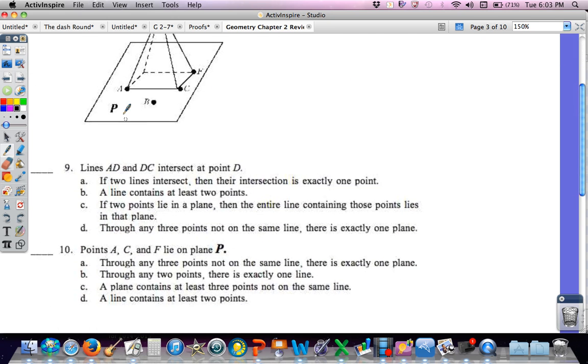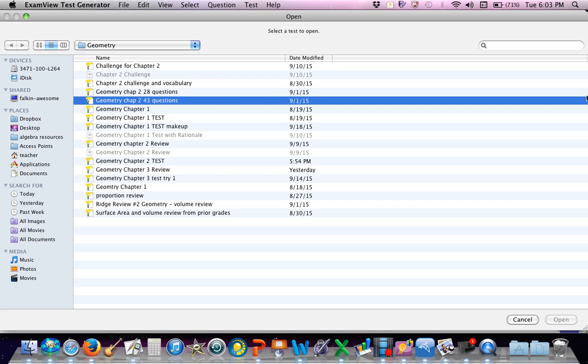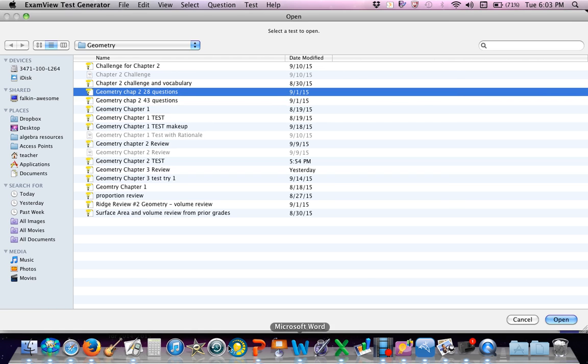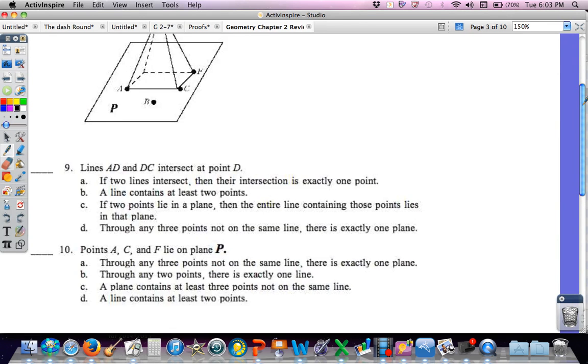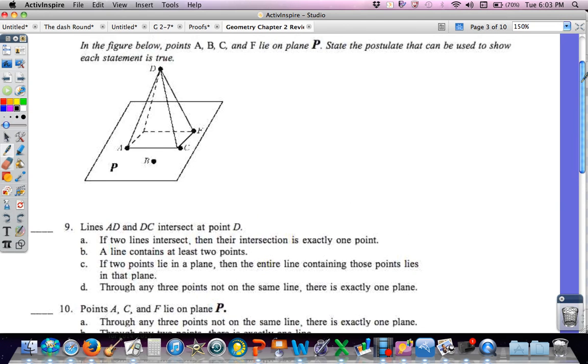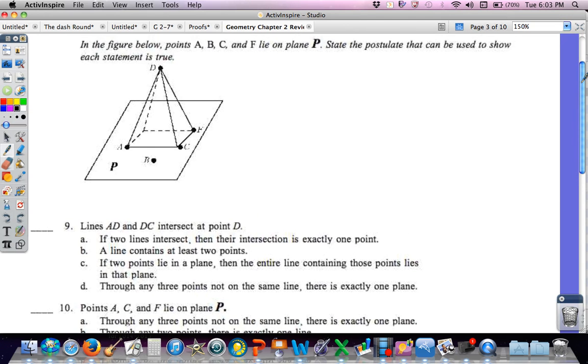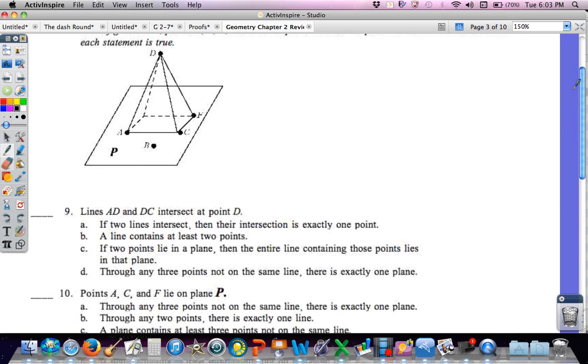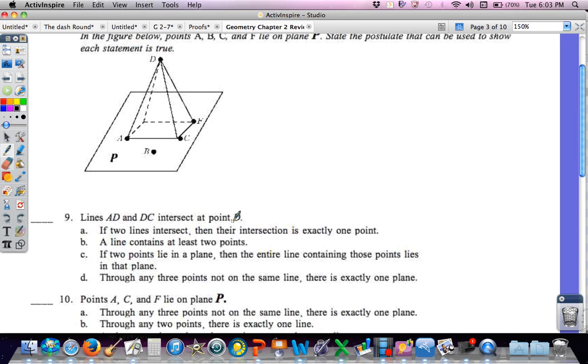9, the answer was A. We're told lines AD and DC intersect at point D. And the correct answer is A. If 2 lines intersect, their intersection is exactly 1 point, and that's what they're saying. AD and DC intersect. Okay?